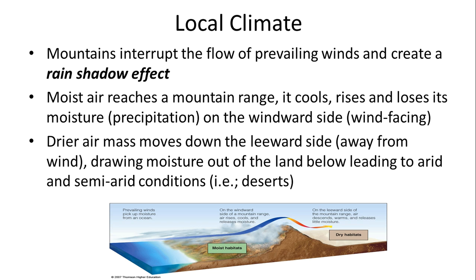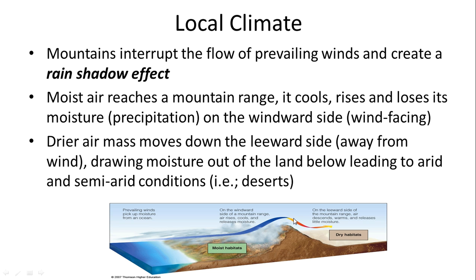Another factor in local climate has to do with mountains. And so oceans have lots of moisture, and so as the prevailing winds are blowing, they are picking up moisture from the ocean. And so it drags this moisture across the land until it hits a mountain. And the side where the wind is coming in is called the windward side of the mountain. And that windward side of the mountain experiences a lot of precipitation because as the moist air reaches the mountain, it ends up cooling and rising and condensing until it can't take it anymore and releases that moisture in the form of precipitation. And so most of the moisture ends up falling out on the windward side of the mountain.